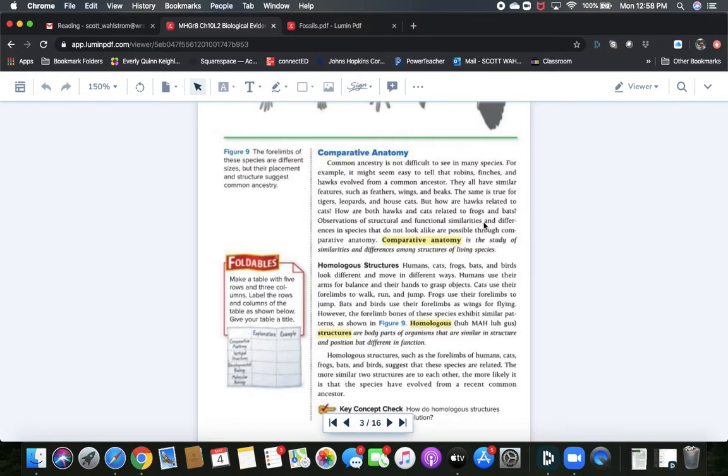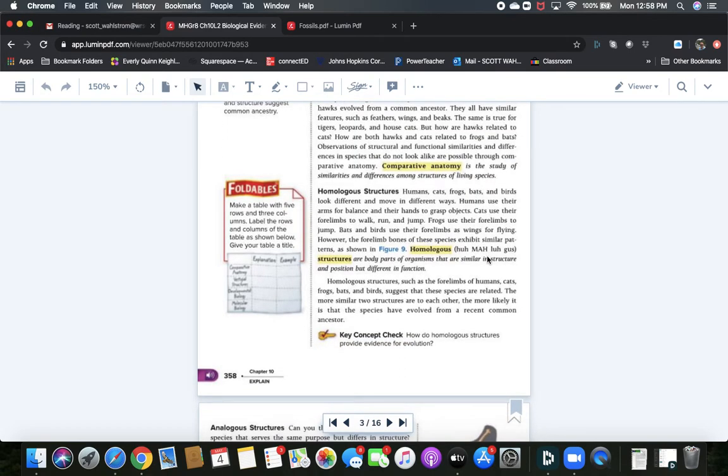Observations of structural and functional similarities and differences in species that do not look alike are possible through the study of comparative anatomy. Comparative anatomy is the study of similarities and differences among structures of living species.